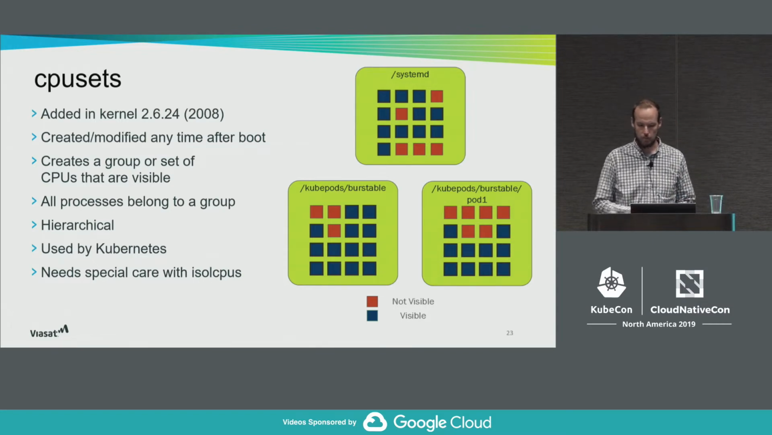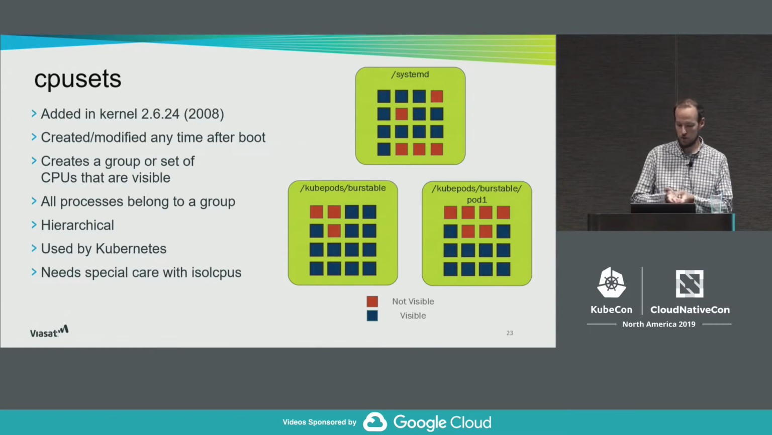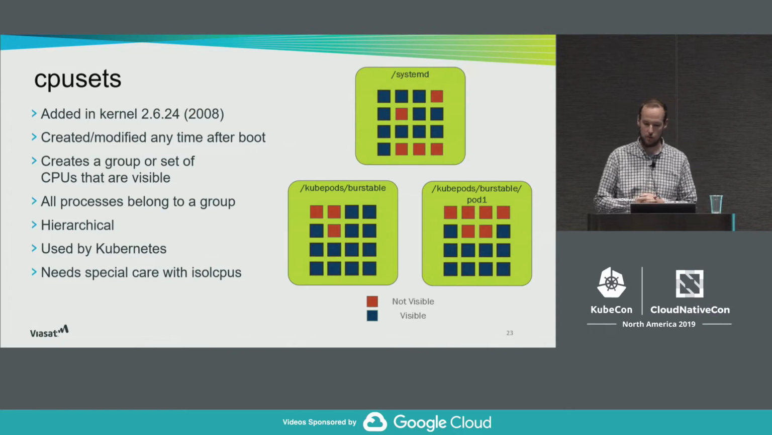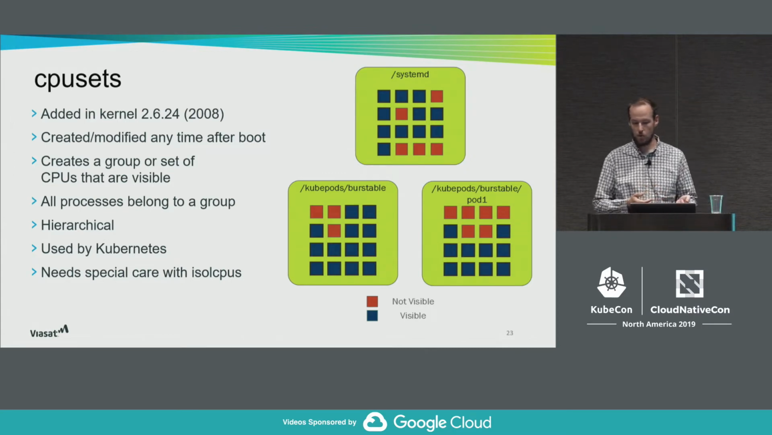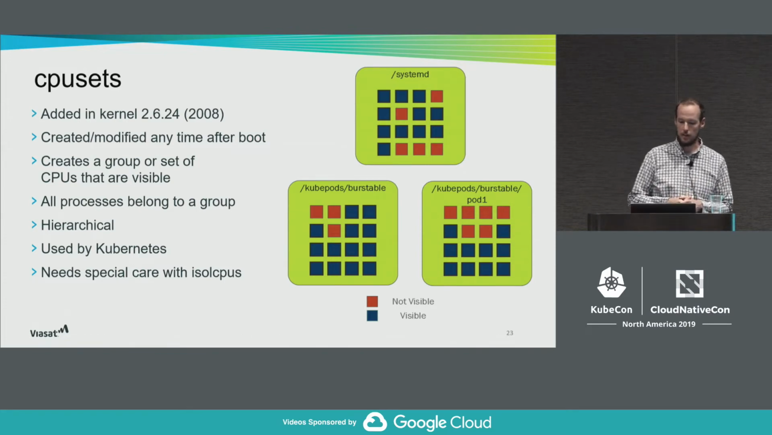In the bottom example, you have kubepods burstable, which is one that you get with Kubernetes, and then kubepods burstable / pod 1. So it's a nested group inside of the top level group. When you have a nested group, the child groups have to inherit all the rules from the parent group. In this case, there are 3 cores that were not visible in kubepods, and then one level down in the child, there are 6 cores not visible. If you move a process into the parent, it won't see those 3 cores. If you move it into the child, it won't see all 6 cores.